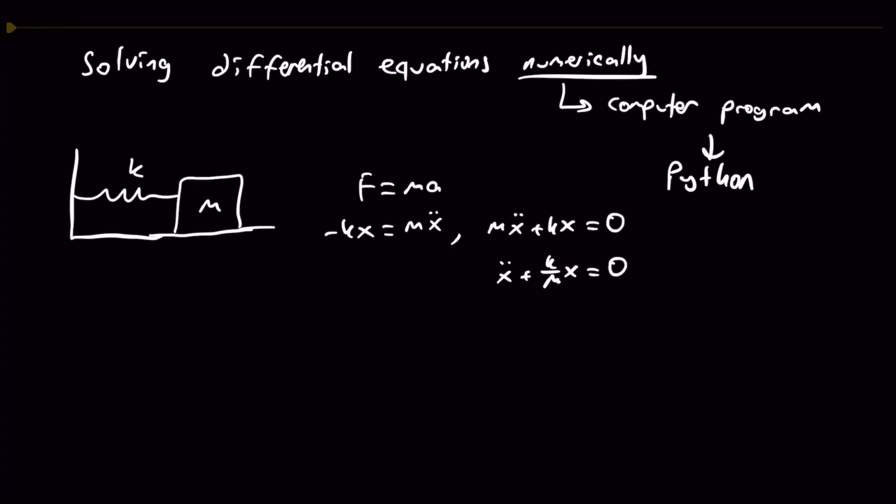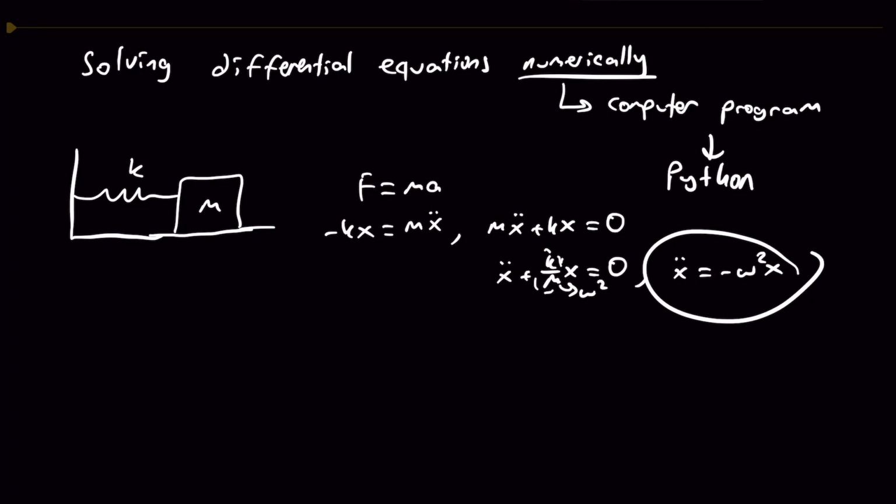And oftentimes we define k over m to be omega squared, and we write this equation as x double dot is equal to negative omega squared x. Okay, this is one way of expressing the situation. And if you know some physics about oscillation, you might recognize that this is simple harmonic motion.